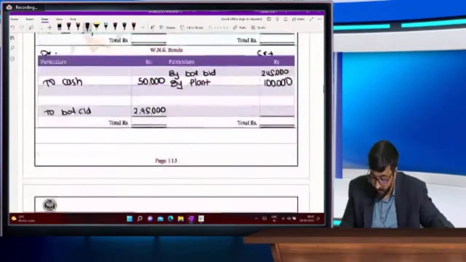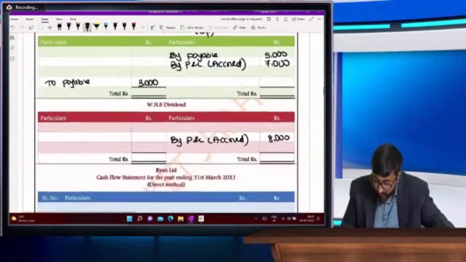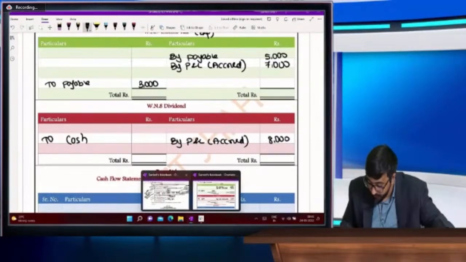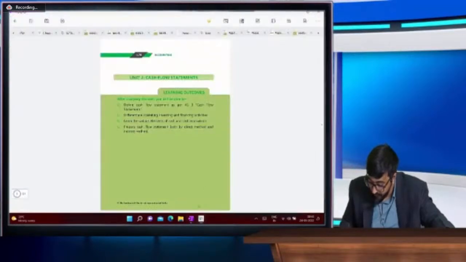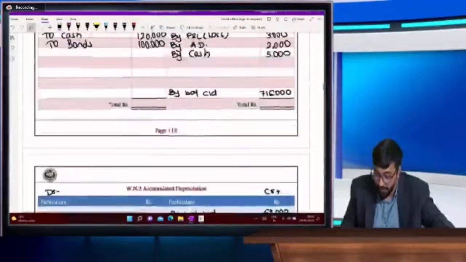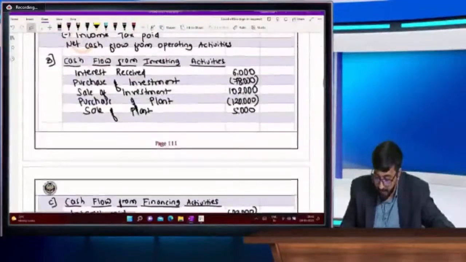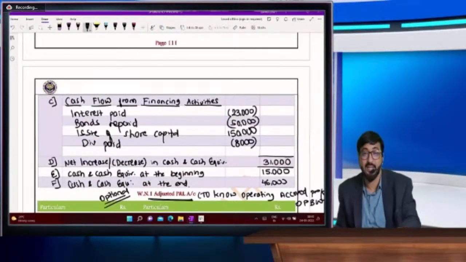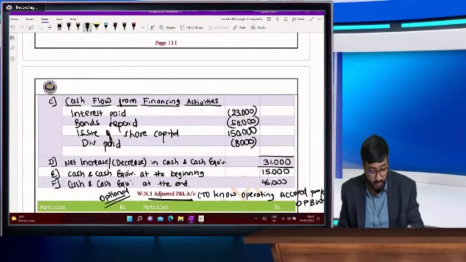Now we are going to close. Dividend paid. So dividend to cash, the last entry. Dividend to cash. This is payment 8,000. And the second effect, outflow in financing activity, dividend paid 8,000. Over. Almost we have done. Almost at the end.